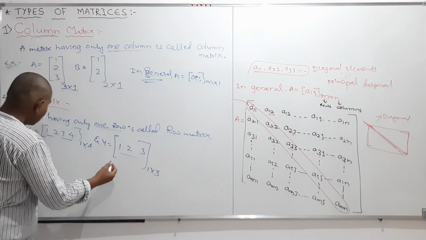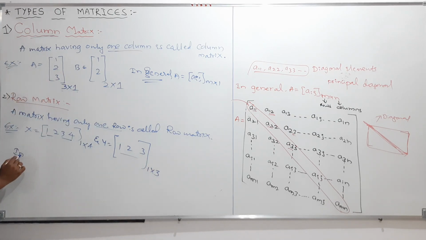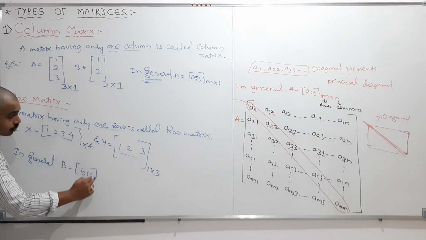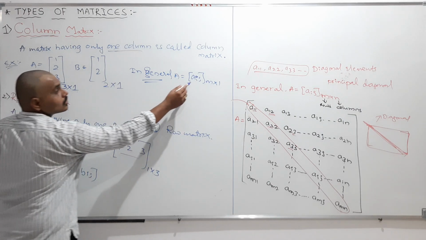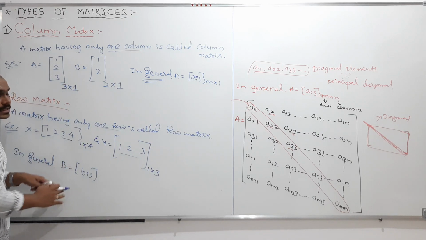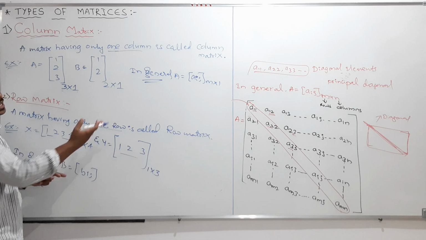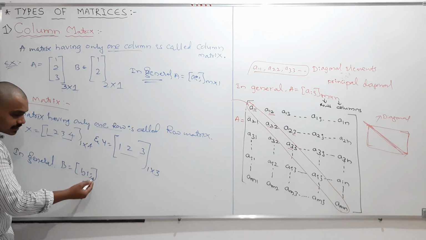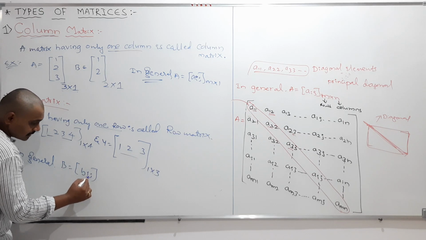And my dear students, in general here also you can take the order of the matrix. The row matrix is denoted by B is equal to Bij. So don't be confused. Here I took A is equal to Aij, and here I am getting Bij. Just this is the notation. Here also you can take Aij or X, whatever you like. It is just notation. So therefore I am taking B is equal to Bij.